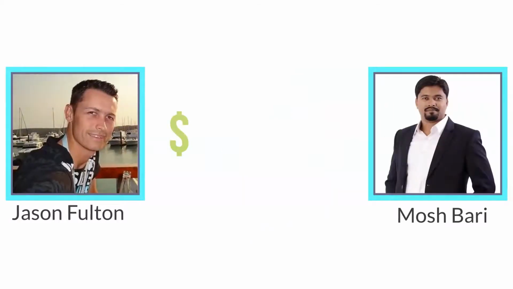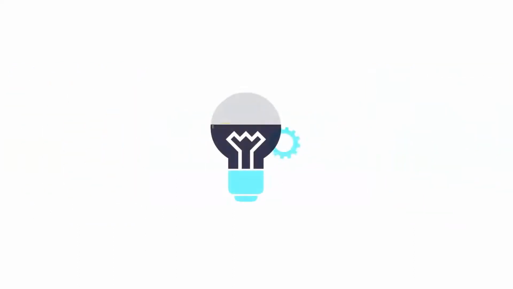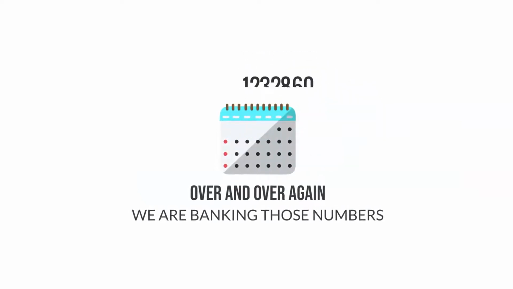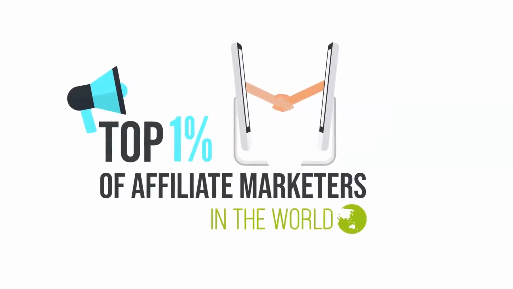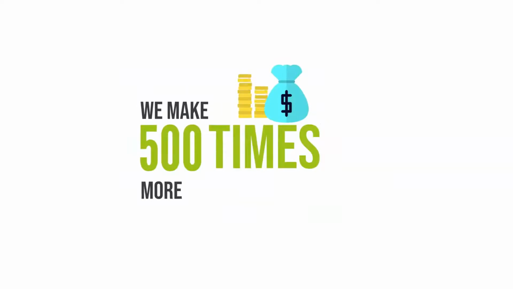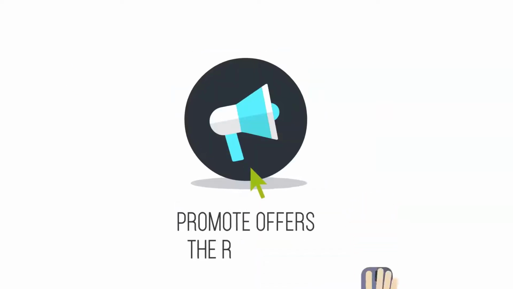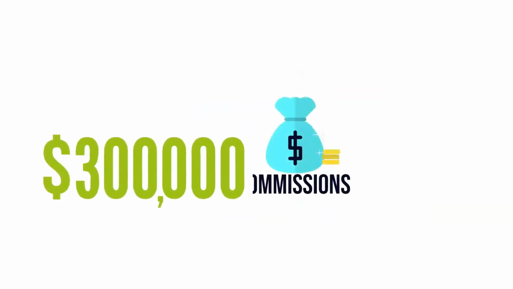Now myself, Jason Fulton, and my business partner Mosh Barry are two affiliate marketers who are making over $50,000 per month from affiliate marketing, and we want to give you the exact copy-paste solution for you to replicate the same results every single month. Over and over again, we're banking those numbers, and that puts us in the top 1% of affiliate marketers in the world. The reason we make 500 times more than the other 99% is because we know how to pick the right offers, create the right affiliate campaigns, and promote offers the right way. And we've promoted more than 300 offers that have made over $300,000 in commissions.